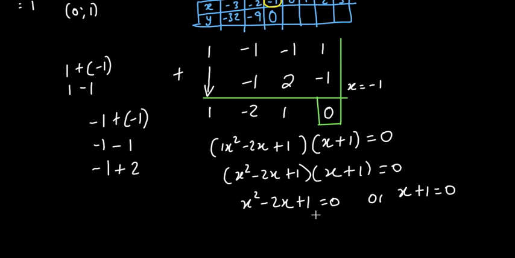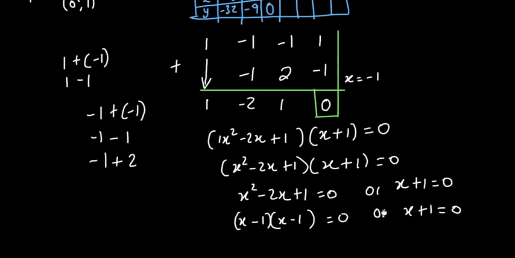So here you can use the quadratic formula to get the answer there, right? But I'm just going to quickly factorize this. So I'm just going to say you have x minus 1 and then x minus 1, right? Or your x plus 1 will be equal to 0.